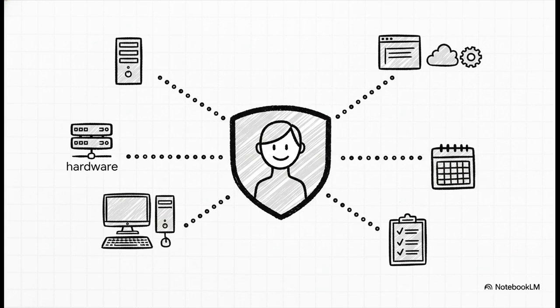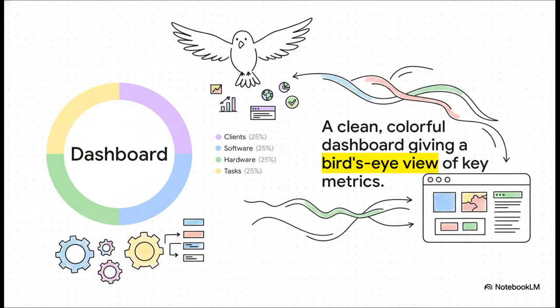All right, so the app we're putting under the microscope today is this one, a client asset tracker. Basically, it's a super practical tool that helps a business keep track of all the hardware, software, and tasks for each of their clients. And this is what you, the user, would actually see. It's a really clean, colorful dashboard, super functional, totally intuitive, and it gives you that perfect bird's eye view of everything. The bottom line? It just works.